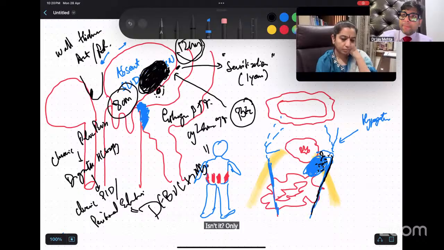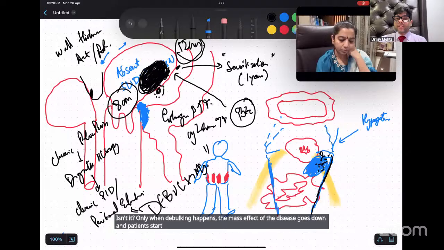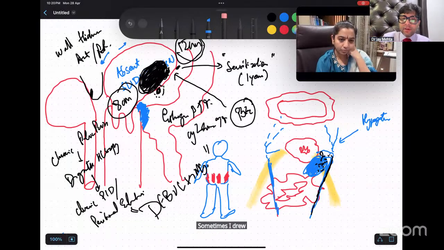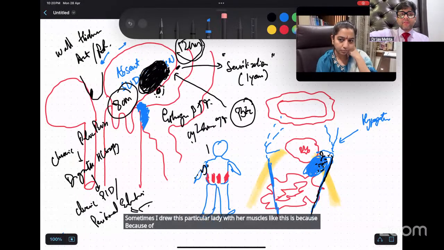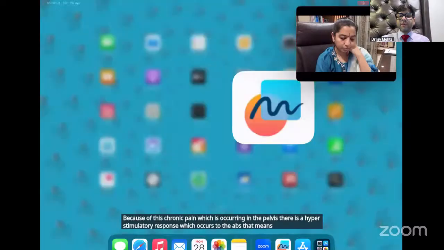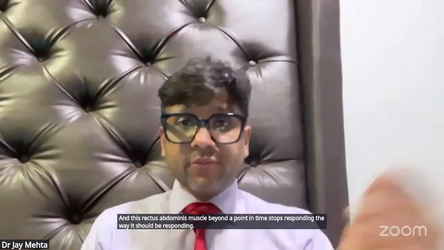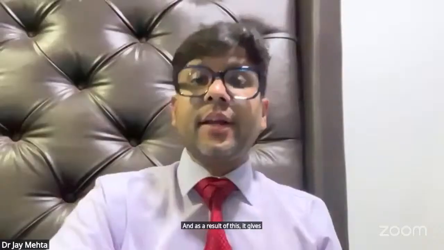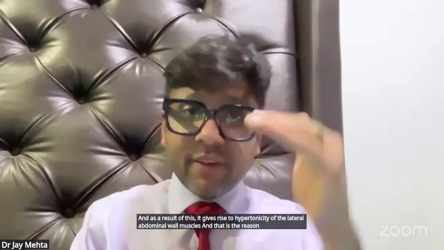Only when debulking happens, the mass effect of the disease goes down and patients start feeling better, right? Sometimes I draw this particular lady with her muscles like this because of the chronic pain occurring in the pelvis. There is a hyperstimulatory response to the abs, that means to your rectus abdominis muscle. And this rectus abdominis muscle, beyond a point in time, stops responding the way it should. As a result, it gives rise to hypertonicity of the lateral abdominal wall muscles, and that is the reason for predominantly having back pain.